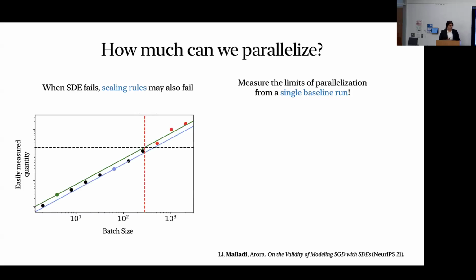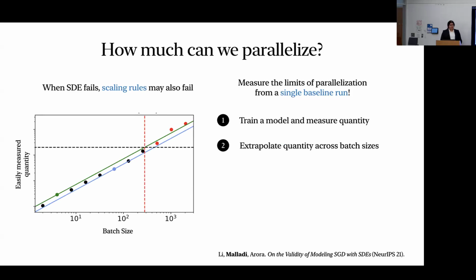Here's how that works. On the y-axis here, we have some easily measured quantity. I won't get into the details of it, but it doesn't actually require a lot of compute. What you do is you train a model and you measure that quantity. Here, for example, maybe your baseline model is this green point, which has a relatively small batch size, so you can train this model on like 1 GPU, for example. Then you extrapolate the quantity across batch sizes, which is what yields this green line.